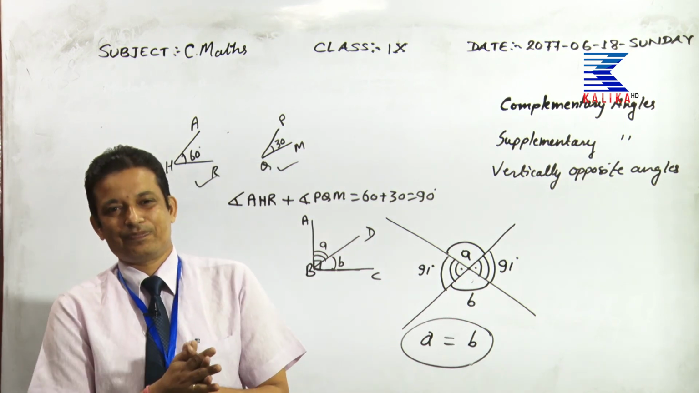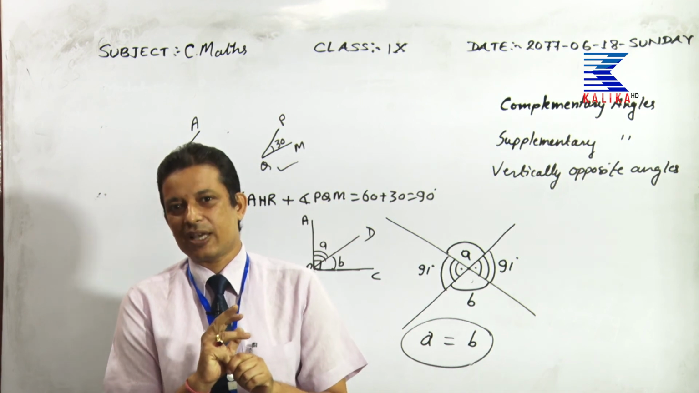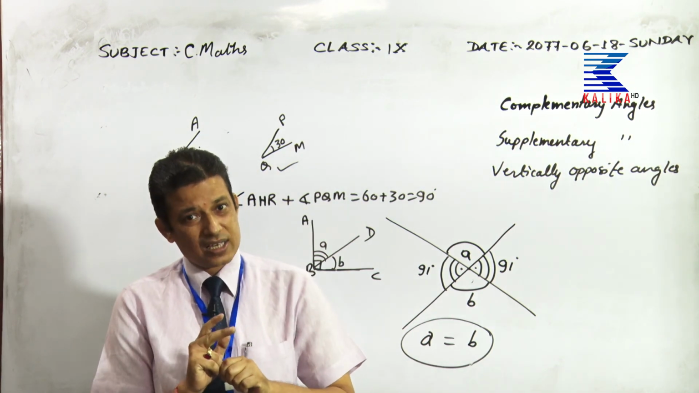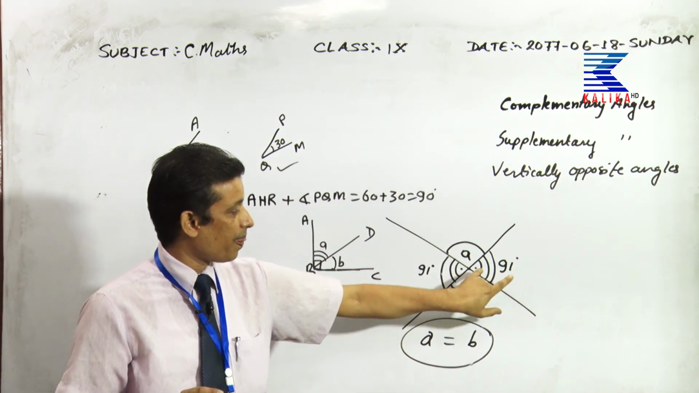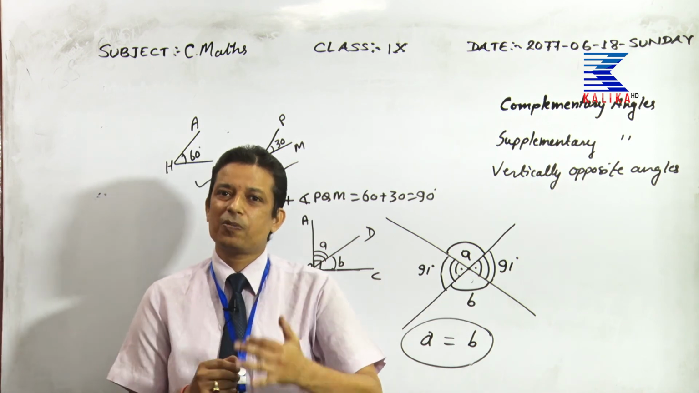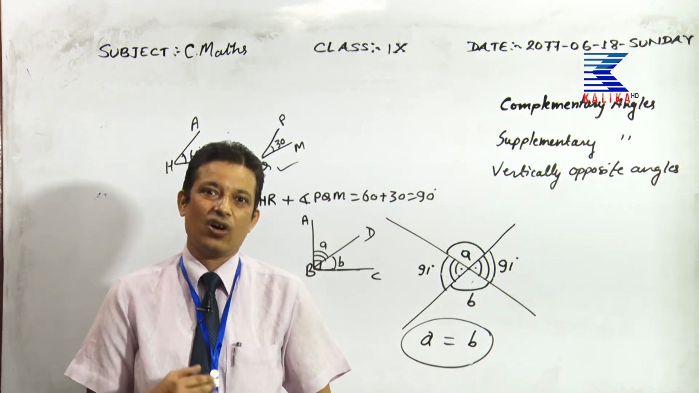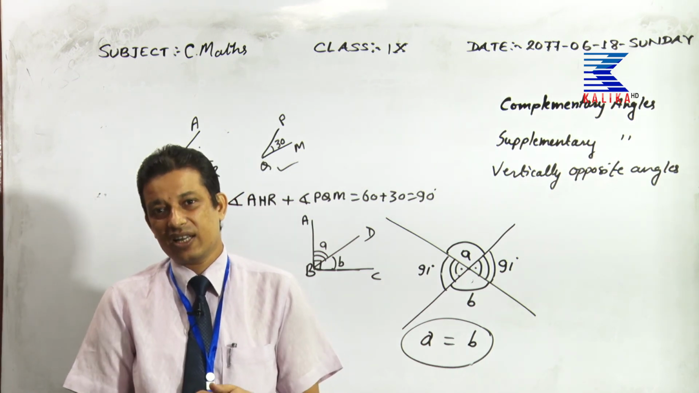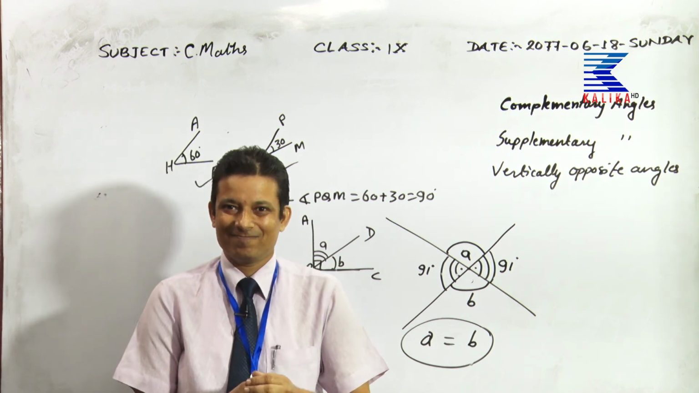Now finally, what we learnt, dear student? Complementary angles, two angles having the sum 90 degrees. Then supplementary angles, two angles having the sum 180 degrees. Vertically opposite angles, they are always equal. Corresponding angles, they are always equal. Alternate angles, they are always equal. Co-interior angles, their sum is 180 degrees, or co-interior angles are supplementary angles.